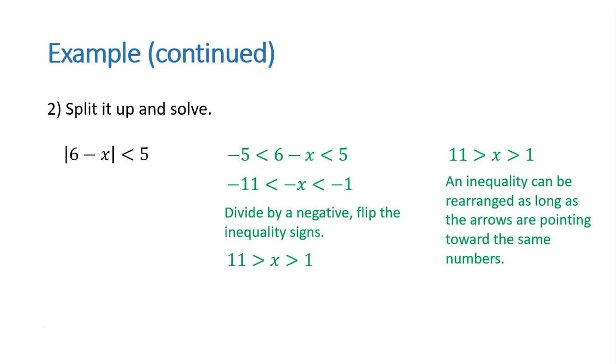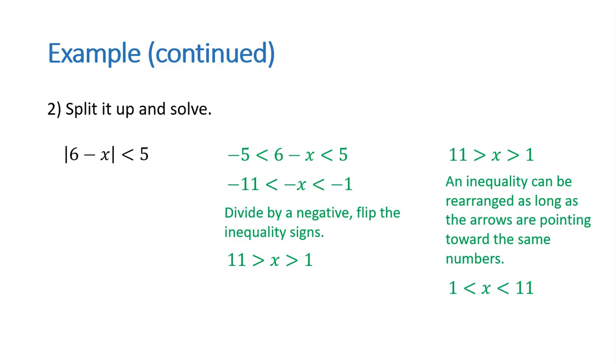So notice we have one pointing towards 1 and then it's eating, for lack of a better way to put it, the x. And then we have one pointing towards the x and then eating the 11. We have them written such that the 11 is on the left and 1 is on the right. We can flip them as long as we're still pointing towards the same numbers. So even though the arrows are pointing in the opposite direction, they're pointing towards the same numbers. So this is legal to do. So our final inequality is 1 is less than x is less than 11.